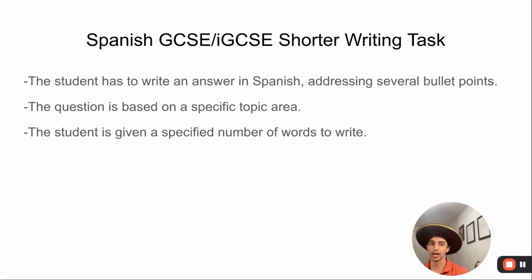The question itself will always be based on a particular topic area. So it is important to revise all of your topic areas. You will often have a choice between different questions that you could do for the shorter writing task as well. You'll only ever have to do one shorter writing task maximum in your writing paper, and one longer writing task maximum as well in your writing paper, no more than that.